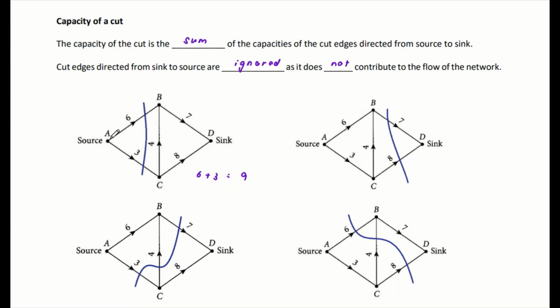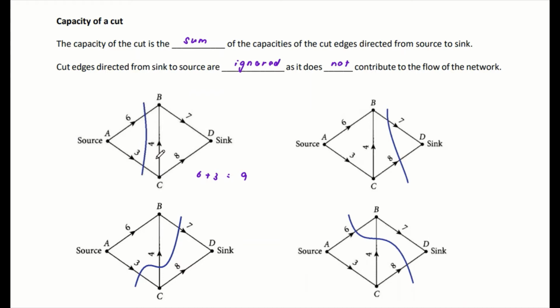So which means that you can see that these edges go from a source region to a sink region. So that's why it is the capacity that you want to total up together. The same thing, A to C, from the source region to the sink region as well. So that's why 6 plus 3 is going to be the capacity of this cut.